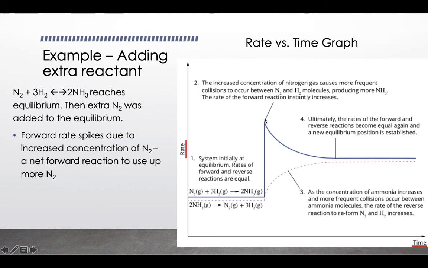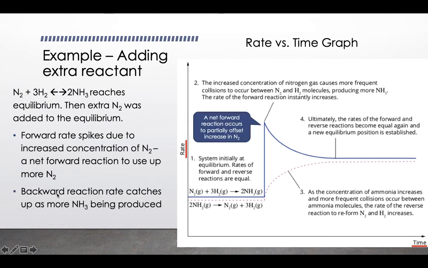Okay? So the forward reaction spikes, and then as nitrogen is being consumed, the forward reaction rate gradually declines. On the other hand, the backward reaction rate catches up because the forward reaction increased. You also increased the product that's there, so you produced more ammonia. Therefore, the backward reaction, that is the decomposition of ammonia, also gradually catches up.